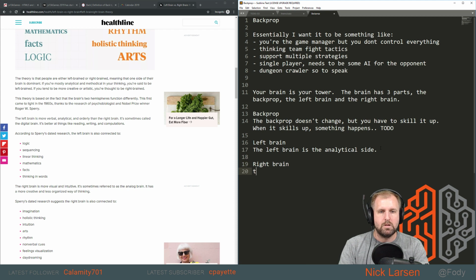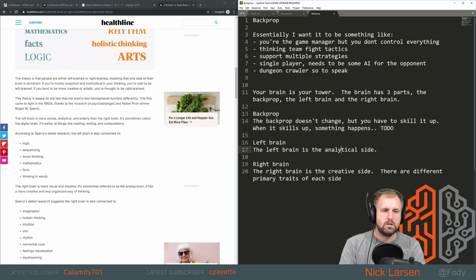Right brain. The right brain is the creative side. There are different primary traits of each side. All right.